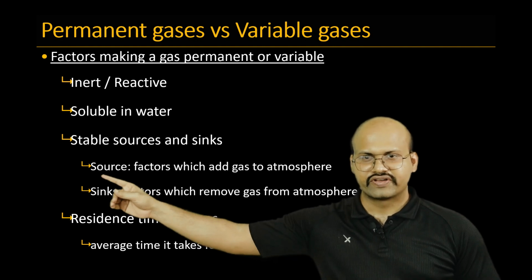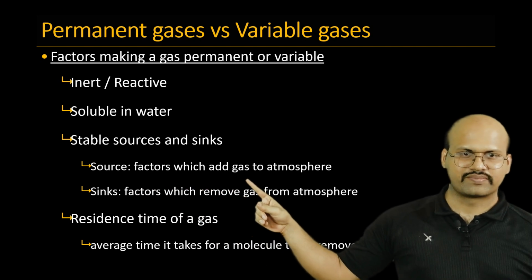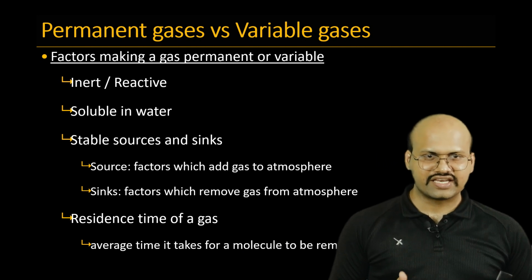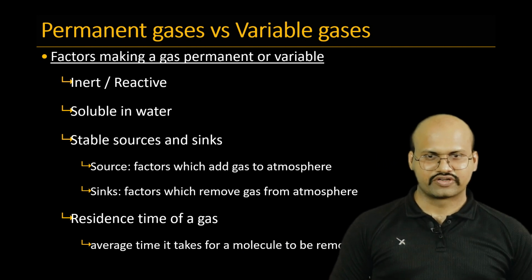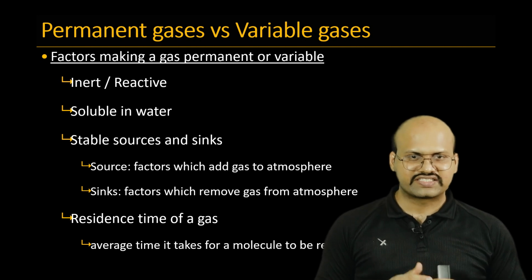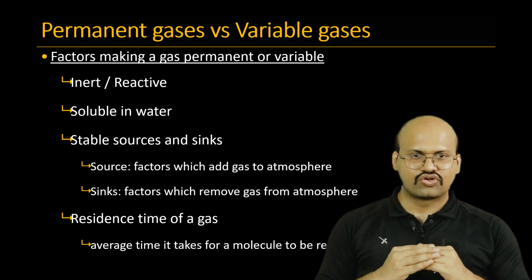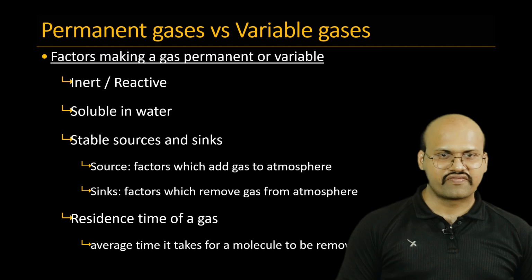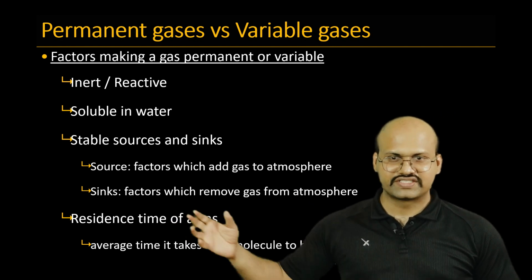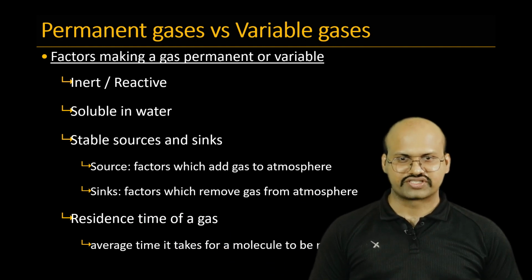Then we see if there are stable sources and sinks. Sources are those factors which add gas to the atmosphere, and a sink is anything which removes a gas from the atmosphere. If a gas has a stable source and a stable sink, that is, a stable supply and a stable removal mechanism, then it is bound to have a fixed concentration for a very long period. If a gas's source increases or decreases, or if its sinks increase or decrease, then those gases are bound to have fluctuations in their concentration.